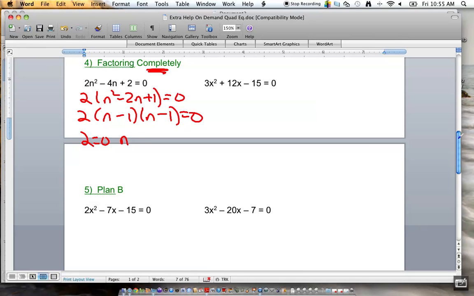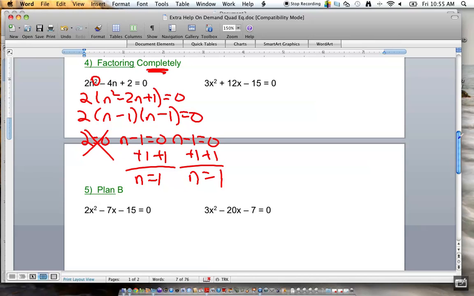Maybe it's the guy on the left. Maybe it's the guy in the middle. Maybe it's the guy on the right. 2 never equals 0. I reject that. Just cross it off. N equals 1, add 1, add 1, n equals 1. So there's your correct solutions. In this case, oddly enough, it's a quadratic, it's squared, and both of our answers are the same. But quadratics, you come up with 2 answers. Just that sometimes they are the same.